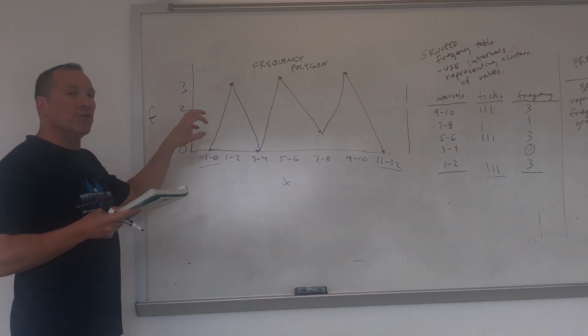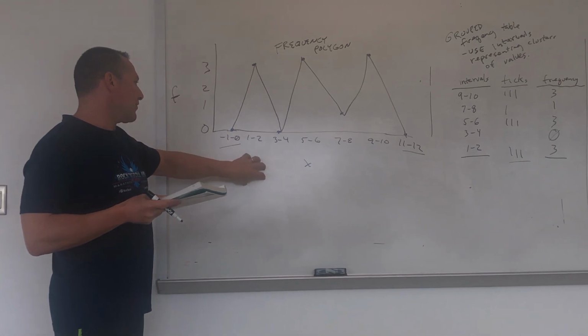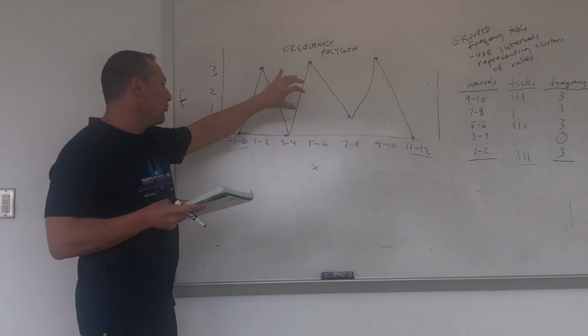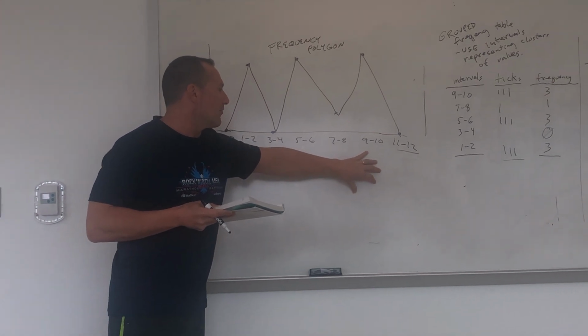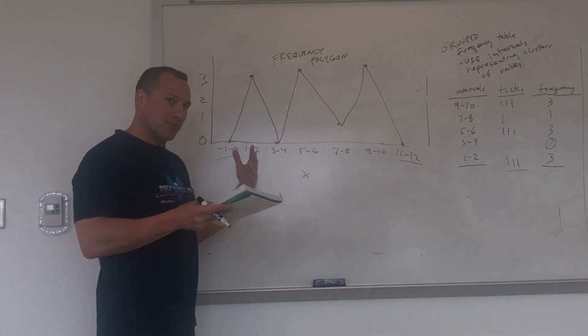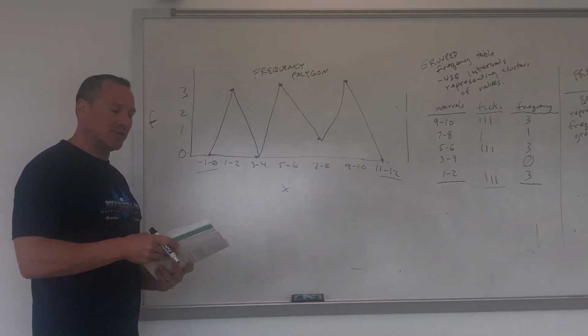And so there's three relatively common parts of the distribution: the haters, 1 to 2, the neutral people, 5 to 6, and the lovers, 9 to 10. So those are the three different relatively common parts of the distribution.